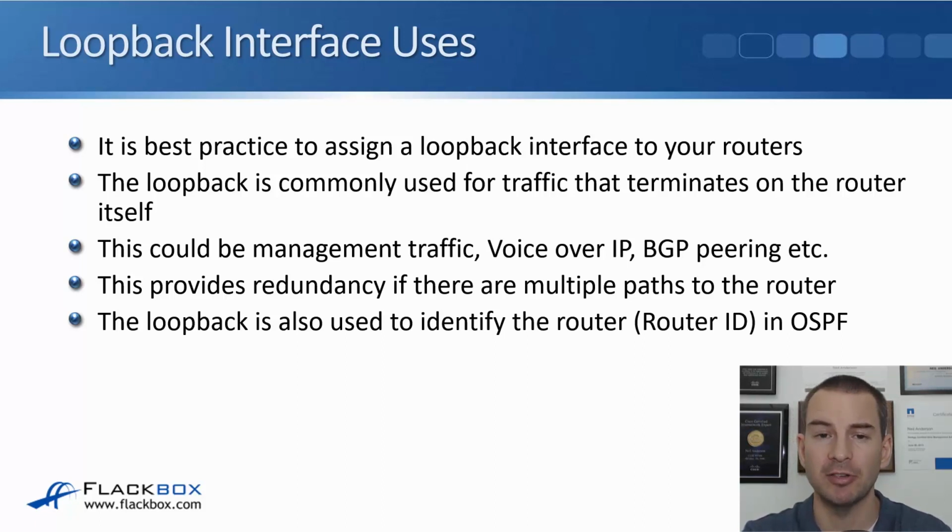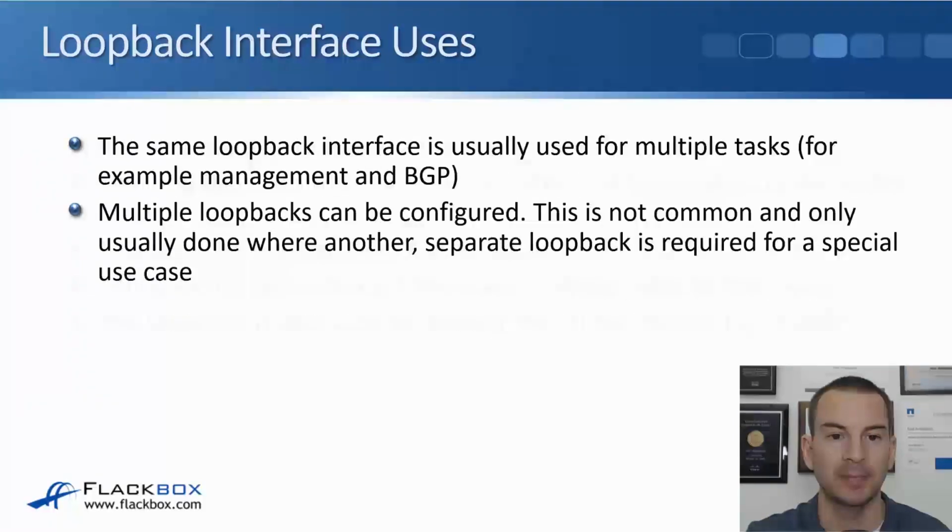That provides redundancy if there are multiple paths to the router. You'll see how that works in a second. The loopback is also used to identify the router in OSPF because the loopback address is used as the router ID. So you'll see this when we do the OSPF section. When you're looking at the OSPF database, etc., you'll see routers being identified by the router ID, which is the highest loopback address on that router.